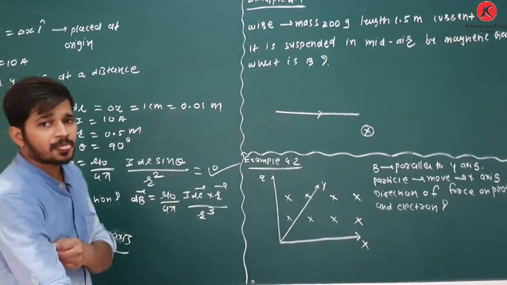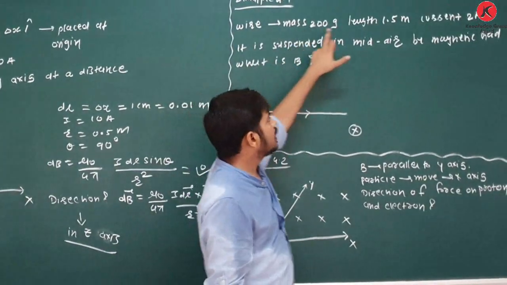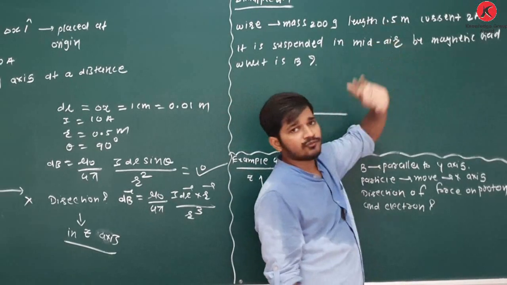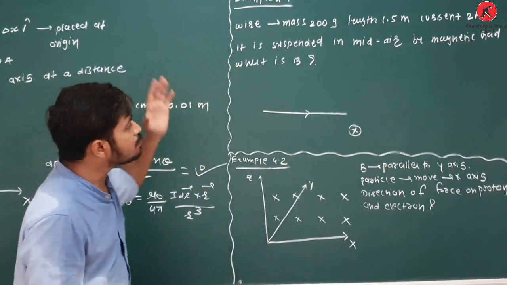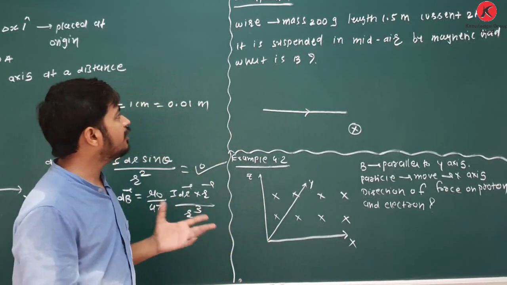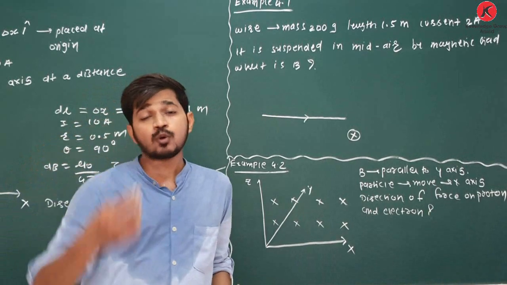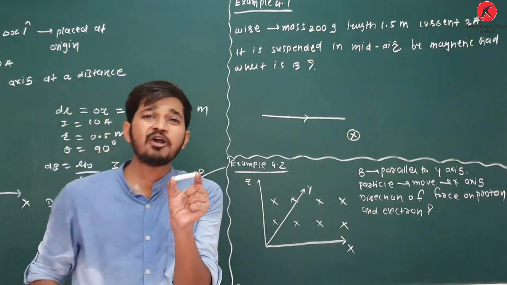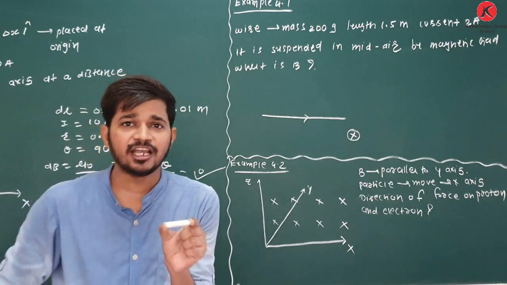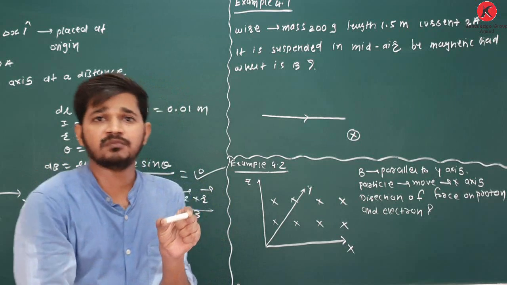Example 4.1. You are given one wire having mass 200 gram, length 1.5 meter, current flowing through it is 2 ampere. It is suspended in mid-air by a magnetic field. What is the magnetic field? See, it is suspended in air. Now, how is this possible? Yes, if I have this charge in only a gravitational field, then there is only one force, mg.